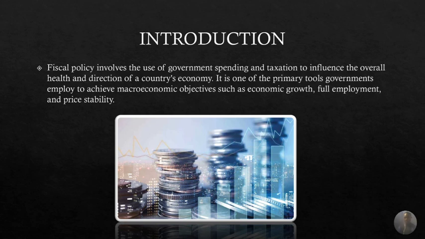and price stability. So the government looks up to fiscal policy to control macroeconomic activities, also to achieve the macroeconomic objectives that the government sets of achieving economic growth, full employment, and price stability, which are very crucial when we talk about macroeconomic objectives.